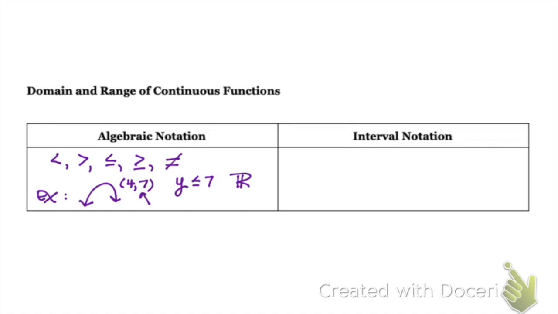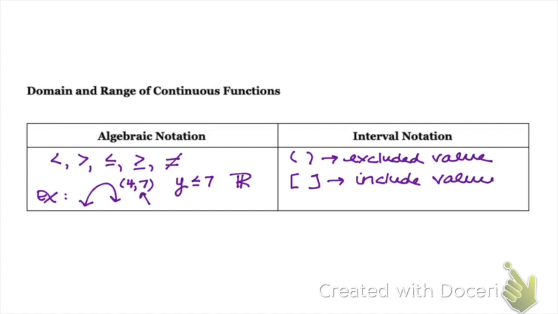For interval notation, that uses parentheses and brackets. So parentheses means that we have an excluded value. We might go right up against that number on the graph but never actually touch it. And then brackets mean that we are going to include those numbers in the domain and range. And so we would read the graph. If we're talking about domain, we read the graph left to right. If we're talking about the range, we're reading the graph top to bottom. So we would read left to right for domain or top to bottom for range.